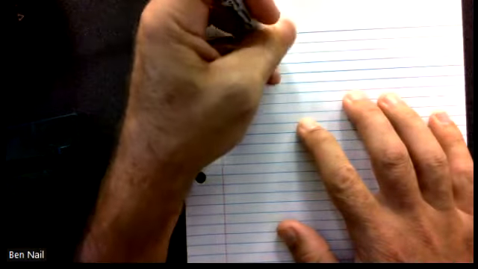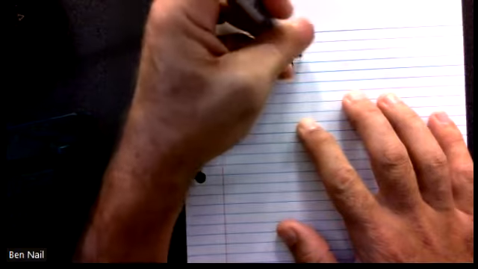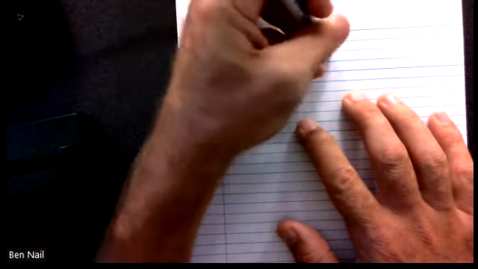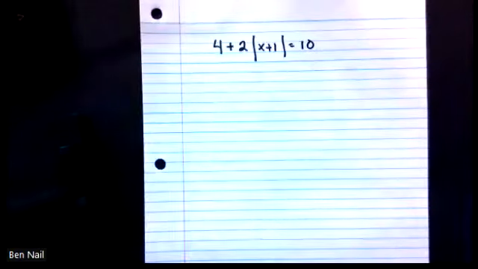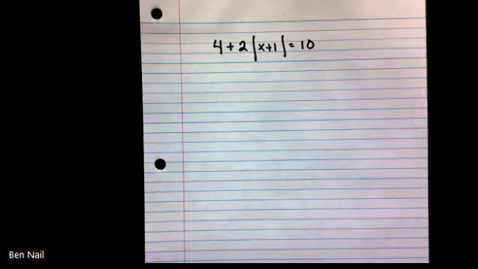Okay, I'm going to do a couple more examples. And again, it does the same thing. It gets just slightly more complicated. They're going to do something like 4 plus 2 absolute value x plus 1 equals 10. This is the kind of stuff that's going on outside of the absolute value that you've got to get rid of.